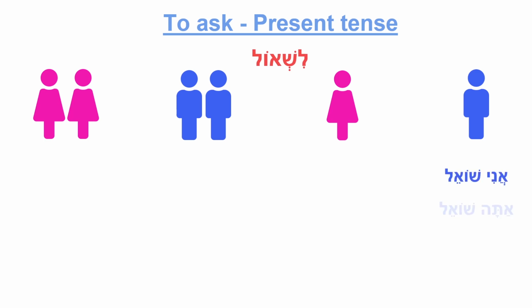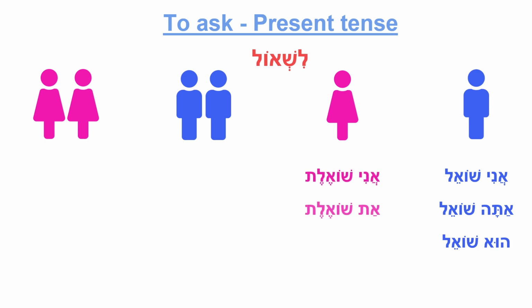אני שואל, אתה שואל, הוא שואל. I'm asking, you're asking, he's asking. Feminine singular. אני שואלת, את שואלת, היא שואלת. I'm asking, you're asking, she's asking.